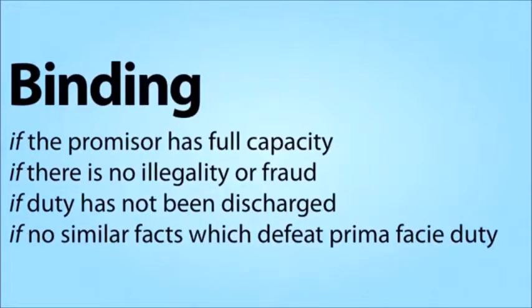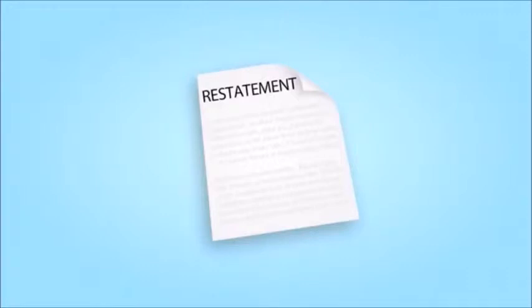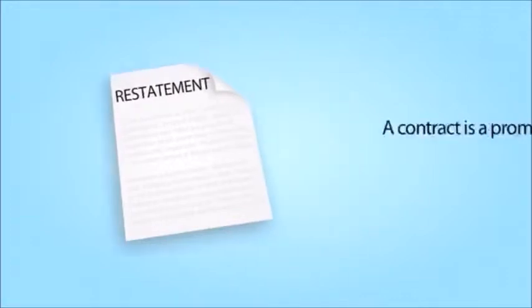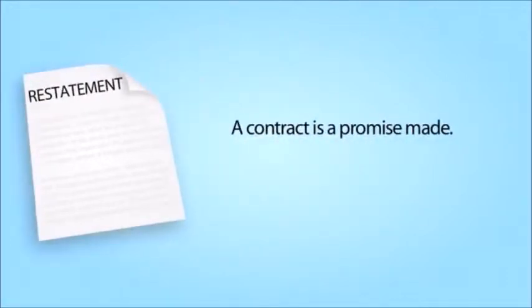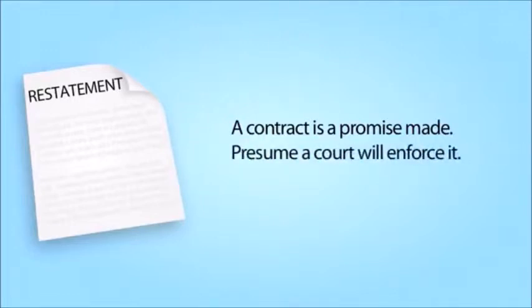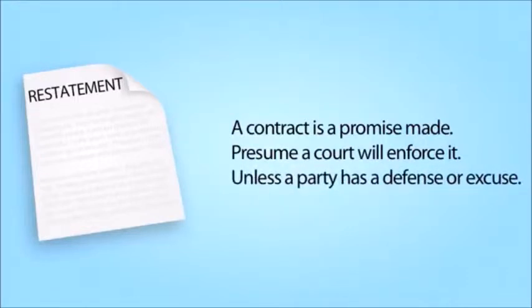Those are a lot of ifs. So is the restatement saying that a contract is a legally enforceable promise unless it's not? Actually, no. What the restatement is saying is that a contract is a promise which has been made in such a way that we can presume a court will enforce it unless and until one party establishes that they have a defense against enforcement or an excuse for not performing. Defenses and excuses in this context will refer to legally recognized justifications for not performing the contract, and later in the course we will examine these in some depth.